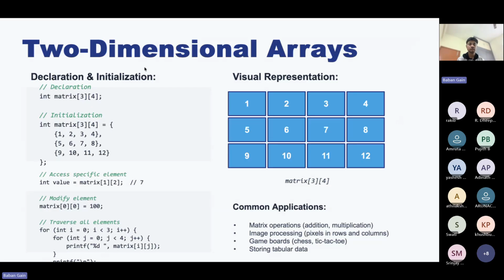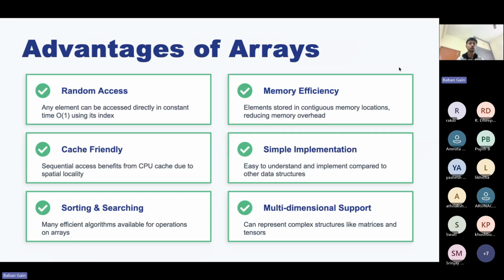You can obviously do things like matrix addition. Suppose we have two matrices, you can do the addition, you can do the multiplication, things like that. And it is also very useful in image processing, like an image is also stored as pixels. I'll come to that maybe in future lectures. So these are some things. For now, let's come to the main point.